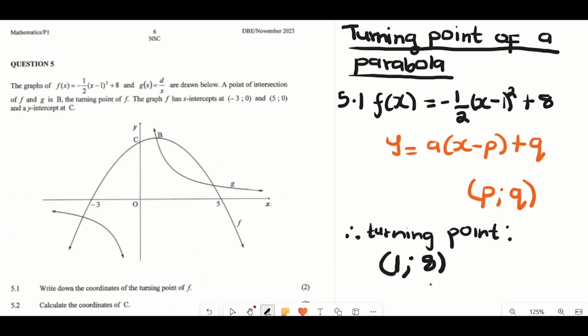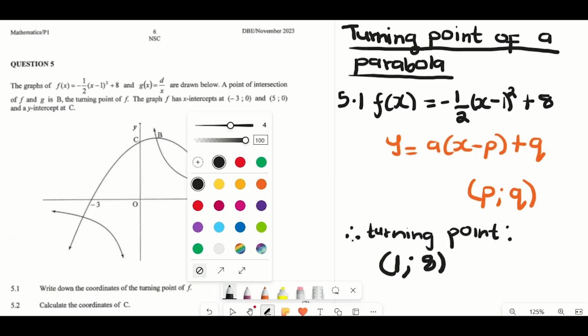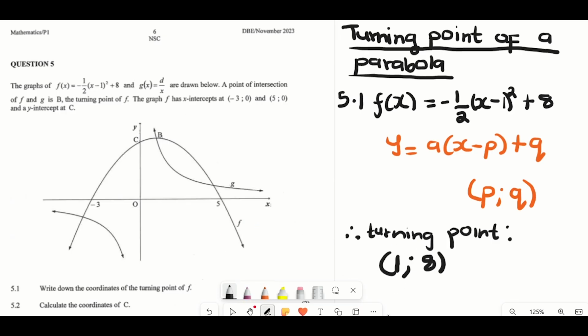And we're done. Now I'm just writing this so you can remember and understand. You don't need to write it in your answer. You can just go straight to writing the coordinate of your turning point.